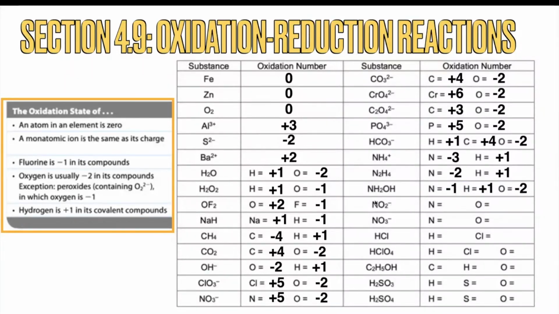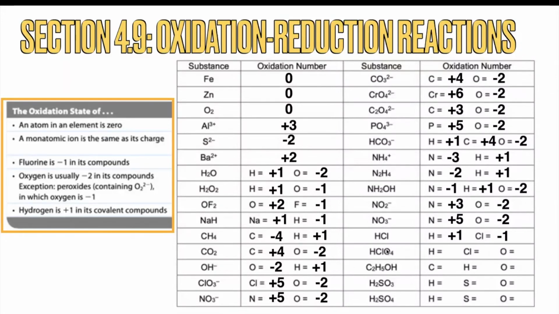All right, next is nitrite, and then we have nitrate. So again, another -2. Nitrogen would be a +3 in order to get this to add up to a -1 charge. Next, we have again another -2 for oxygen, +5 for nitrogen in order to get to a -1 charge for nitrate. Hydrogen's a +1, that means chlorine's a -1.